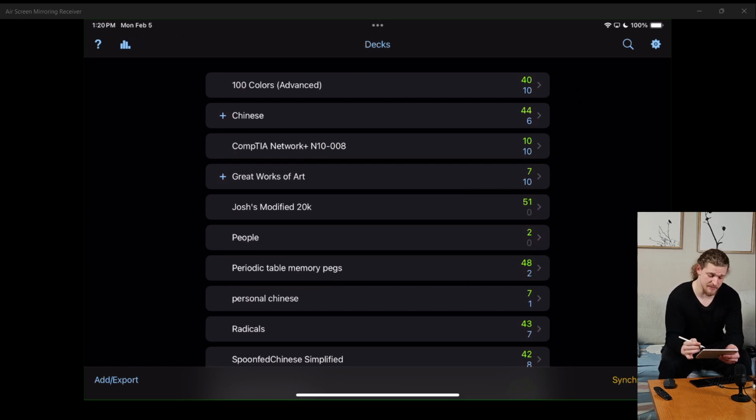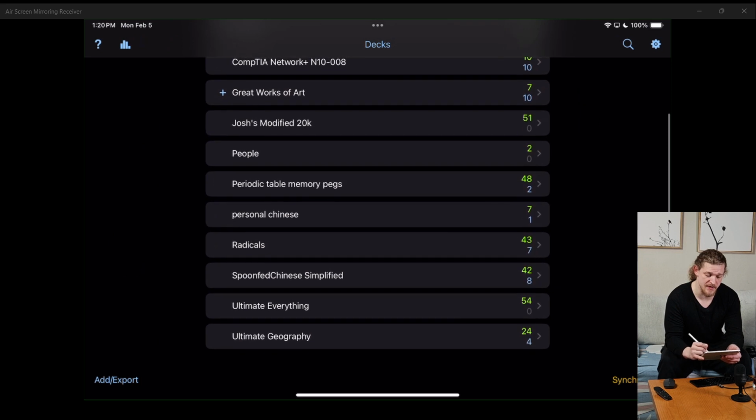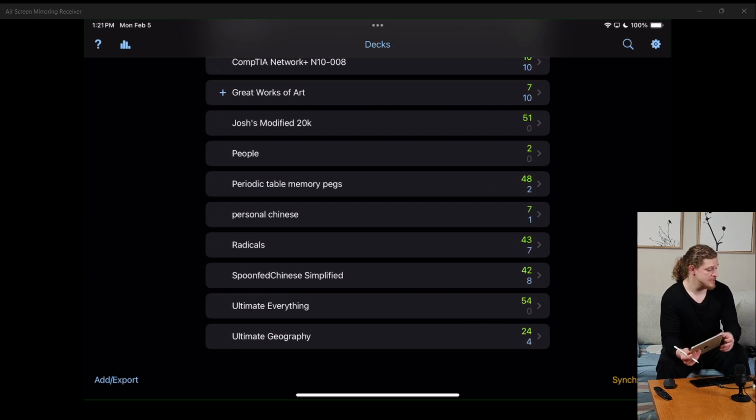I'm using two main decks, really. Spoon-fed Chinese, simplified, is one that's available through the Anki web servers. If you sign up on their website, you can download this directly to your device. And this app, Anki, is available on iOS, it's available on Android, and it is available on PC.